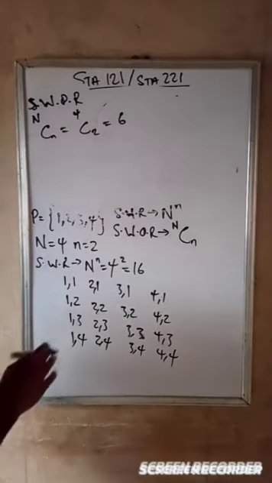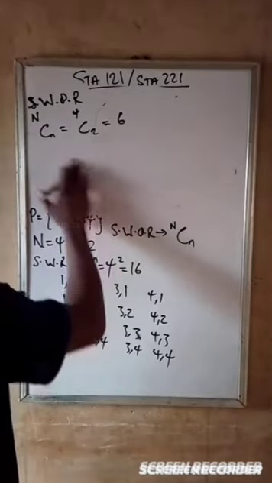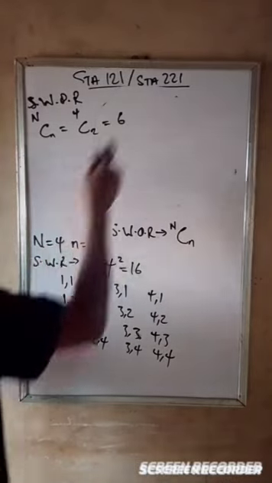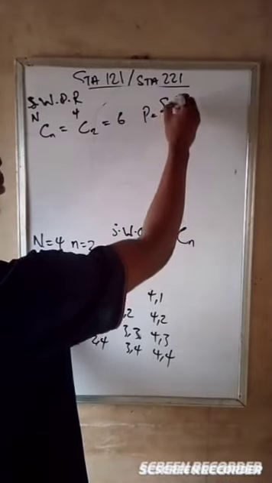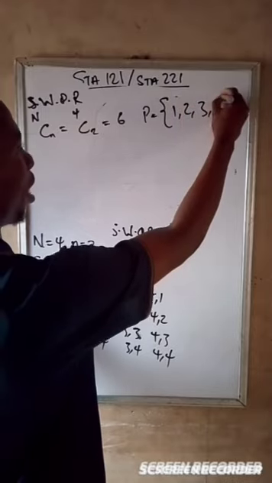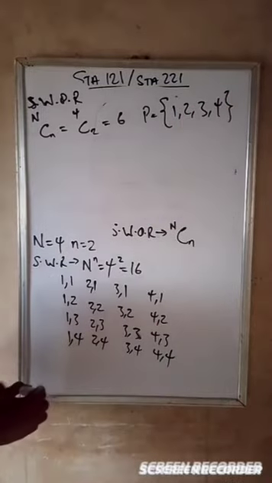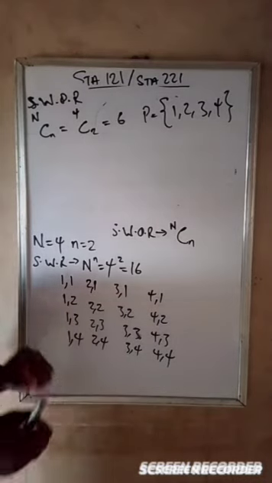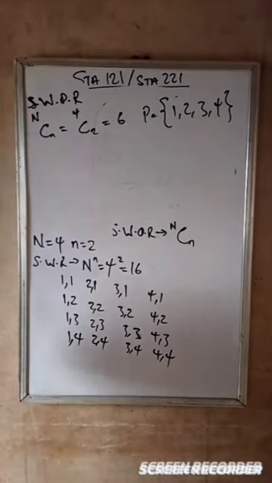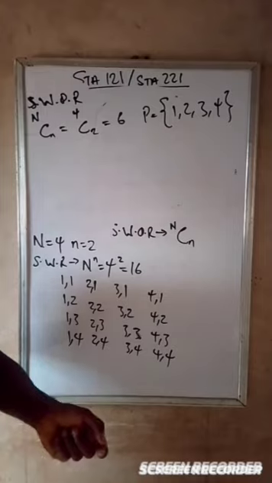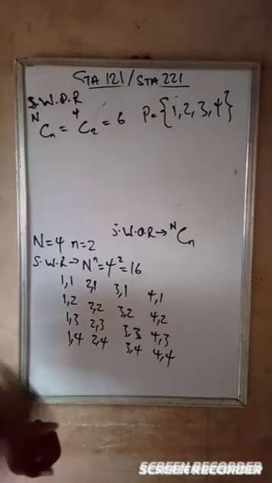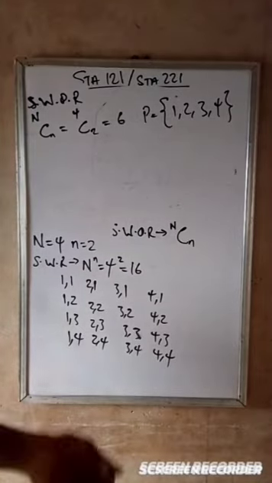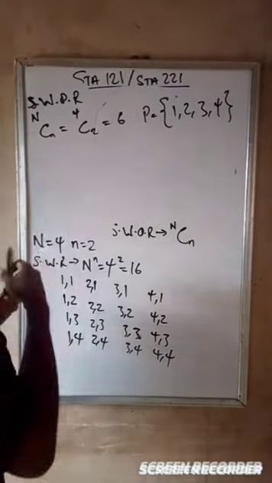Now, how do I form these 6 samples? Let me write my population here. 1, 2, 3, 4. How do I form these 6 samples from this population? Now, sampling without replacement means whatever I take out of the population, I cannot return it. That is, you cannot replace it. So once I take it out of the population, once I sample it, I cannot put it back inside the population. Now let's start with 1.